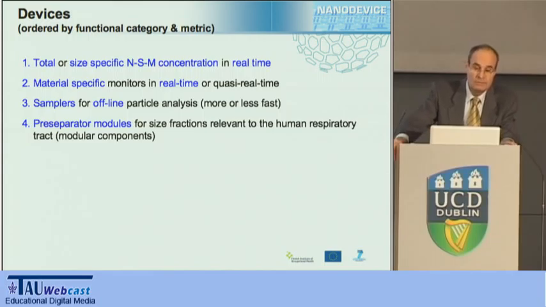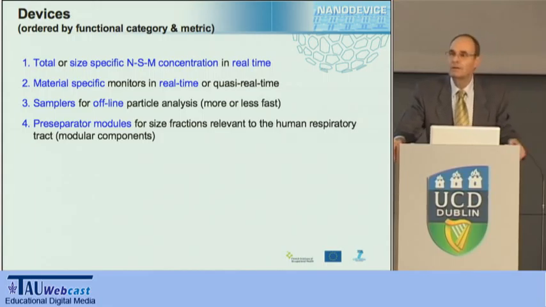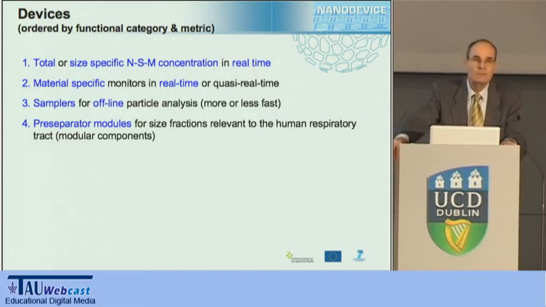There are material-specific monitors in real time or in quasi-real time. I mean, real time is what is real time. Real time does not necessarily mean you're going to get the information in a picosecond, like with some kind of laser. Real time also means if you have information within 5 or 10 or 15 minutes from the start of the measurement, that's also quasi-real time, and very often gives you time to react or to do differential diagnostic measurements. There are some samplers involved for collecting particles more or less fast with interesting techniques.